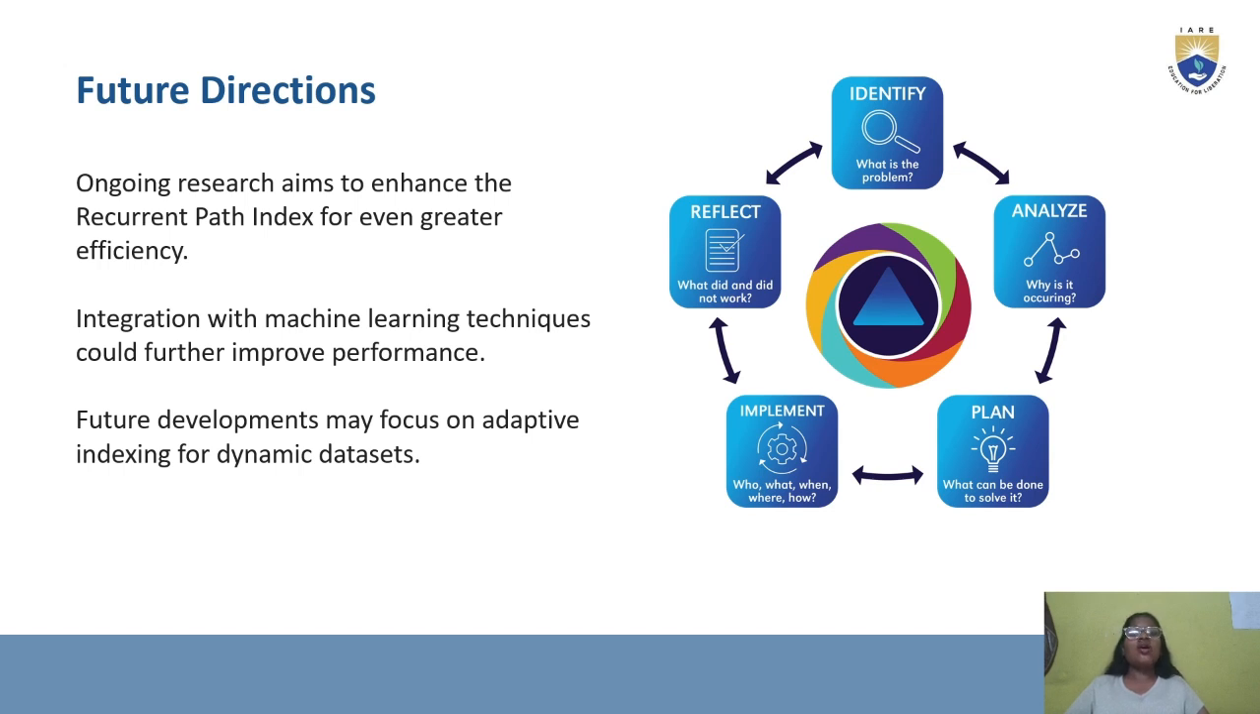Future directions. Ongoing research aims to enhance the recurrent path index for even greater efficiency. Integration with machine learning techniques could further improve performance. Future development may focus on adaptive indexing of dynamic database. Now, the cycle goes like identify, analyze, then plan it, then implement it, then reflect, then repeat.